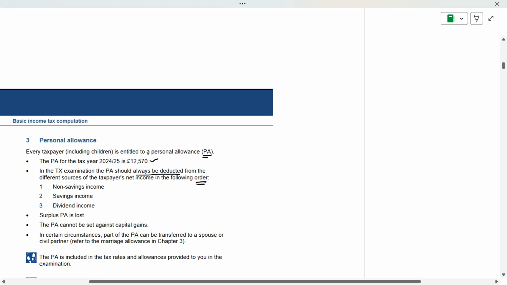First you have to deduct it from non-savings income. Assume that you have 42,000. Then what you have to do is deduct 12,570 from this 42,000. The 42,000 comprises three different things. Non-savings is 10,000, savings is going to be 15,000, and the rest is how much?